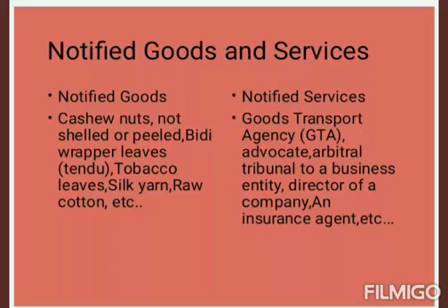And if we see the services part, we have GTA, that is Goods Transport Agency, the services of an advocate, the services of an arbitral tribunal to a business entity, and the director of a company. He is also giving service; he is not completely an employee of the company, but he is a service provider. And insurance agent, etc. So if this sort of goods and services are availed by the buyer, then the end user has to pay the GST amount directly to the government.